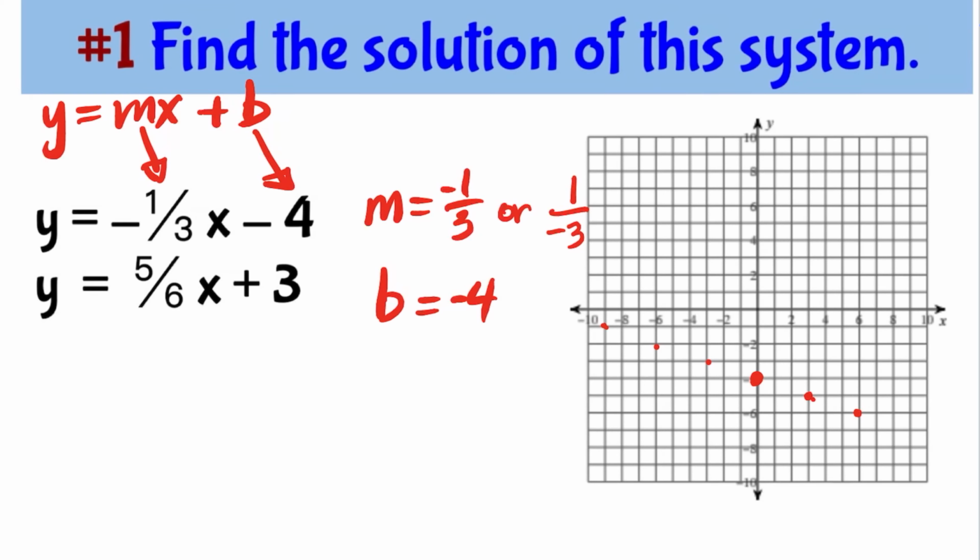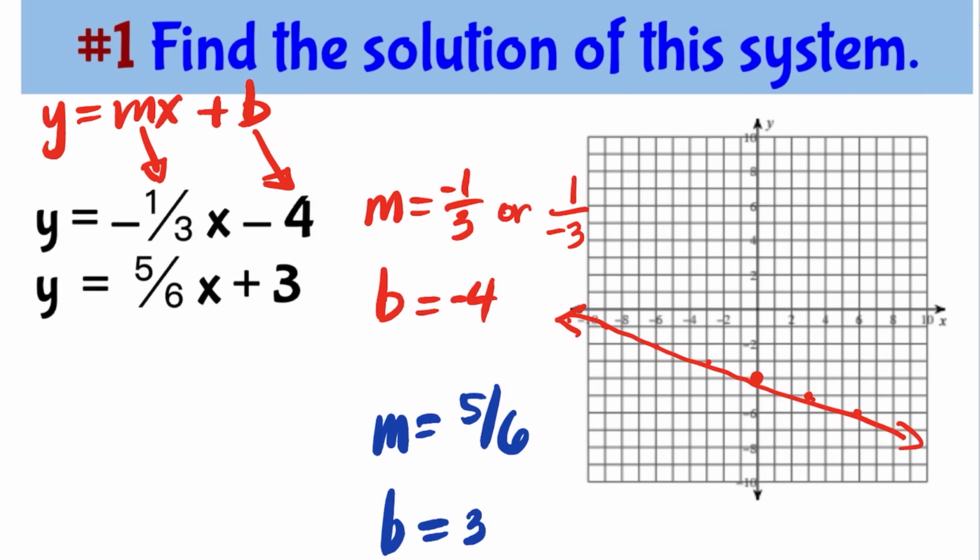So this is the graph of our first equation, y is equal to negative 1/3 x minus 4. For the second equation, we have y is equal to 5 over 6x plus 3. This means that m is 5 over 6 and the y-intercept is 3. So to graph this, we will begin also with the y-intercept 3. From the 3, we will graph the slope 5 over 6, which means we need to go 5 up and then 6 to the right.